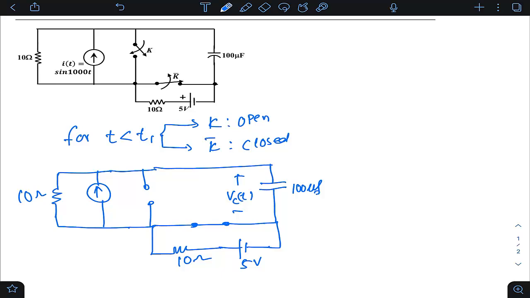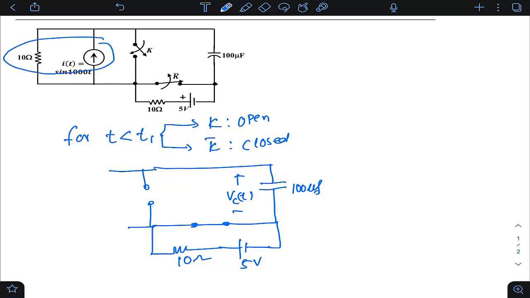So students, to get this VCT, one of the simple things I can do is source transformation of this practical current source, so that it will be a single loop. Calculation will be somewhat easy. We can do it the other way also, but we prefer to deal with a simple circuit rather than a complicated circuit, isn't it? So if I do source transformation on this particular segment, you get this 10 ohm resistance in series, and you get a voltage source whose value is 10 into this. So it is 10 sine 1000t.